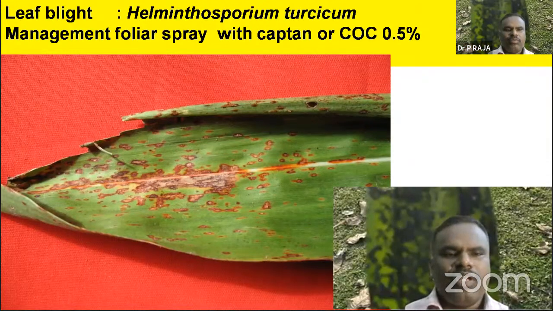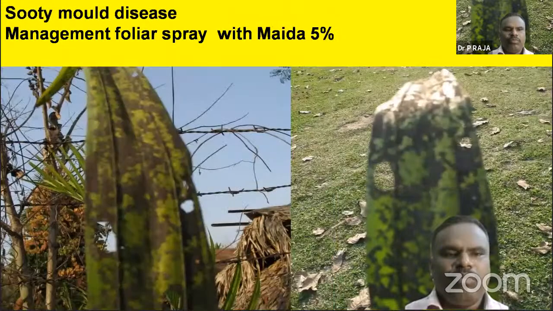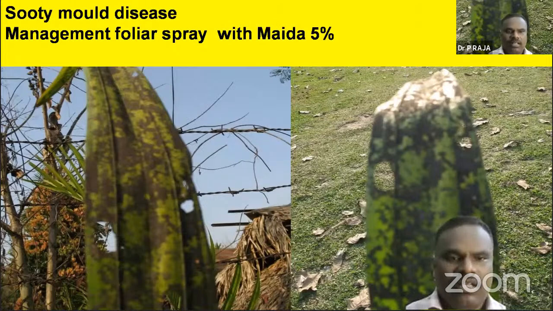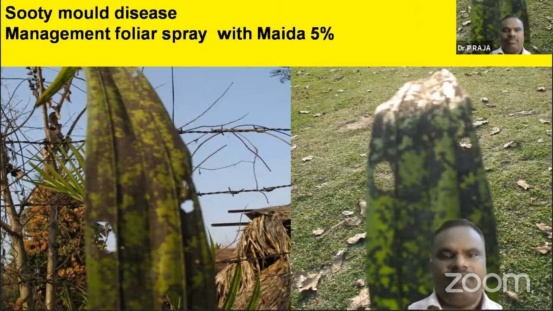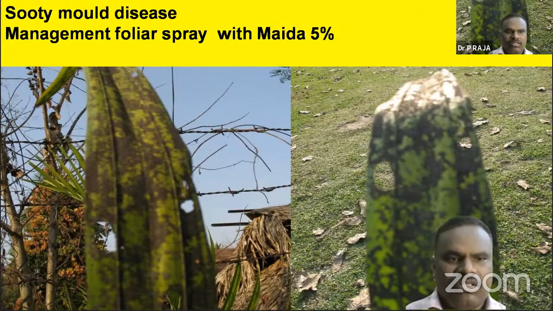And then sooty mold disease. If you see bamboo, bamboo is largely infected with this sooty mold. It is a fungus which covers the leaf epiphytically. If you spray maida 5%, which is a sticky substance, it sticks to the leaf and dries up after some time and comes out as flakes. So management is a foliar spray with maida 5%. Thereby we can manage this sooty mold disease.